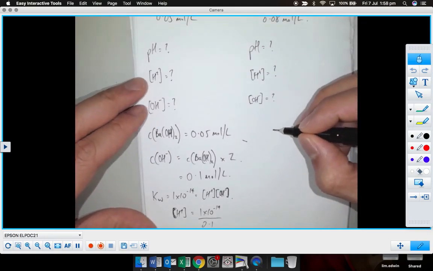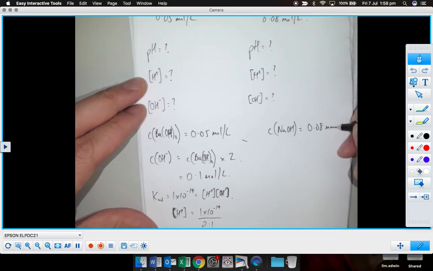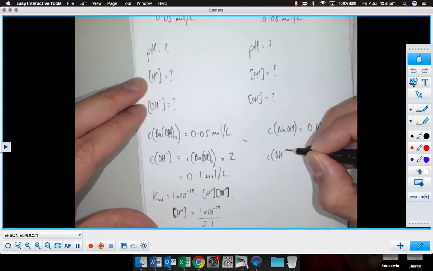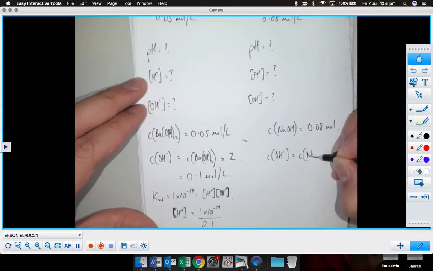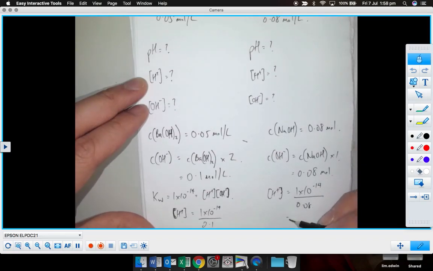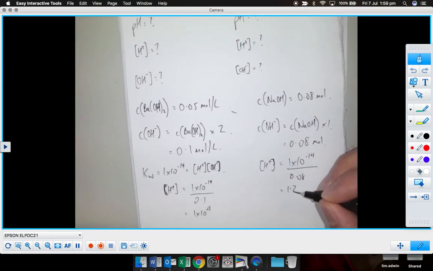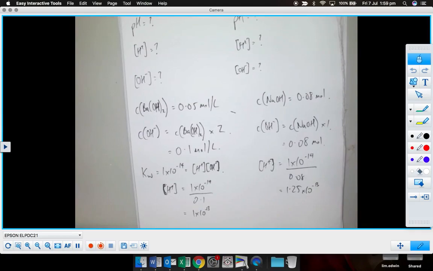And then we can work out the concentration of the NaOH, which happens to be 0.08 moles per liter. Again, the concentration of the OH- ions is equal to the concentration of the NaOH times 1 this time, which means that it's 0.08 moles per liter. We're going to use this Kw equation again to solve for the concentration of H+: 1 times 10 to the negative 14 over 0.08, which will not be so easy to solve. 1 e to the negative 14 divided by 0.08 gives 1.25 times 10 to the negative 13.